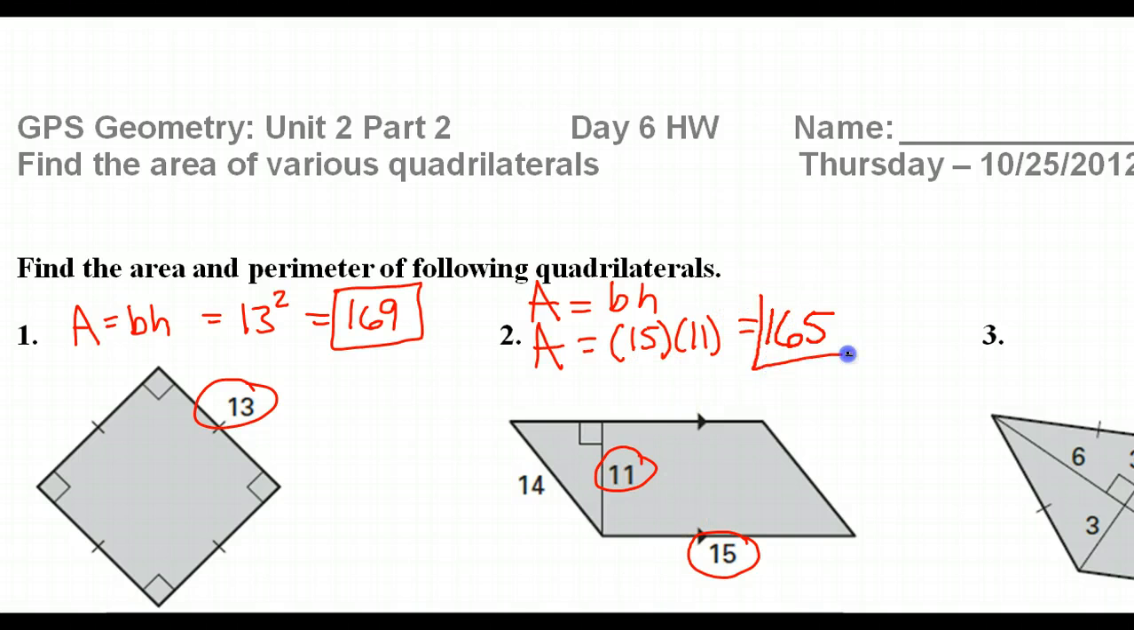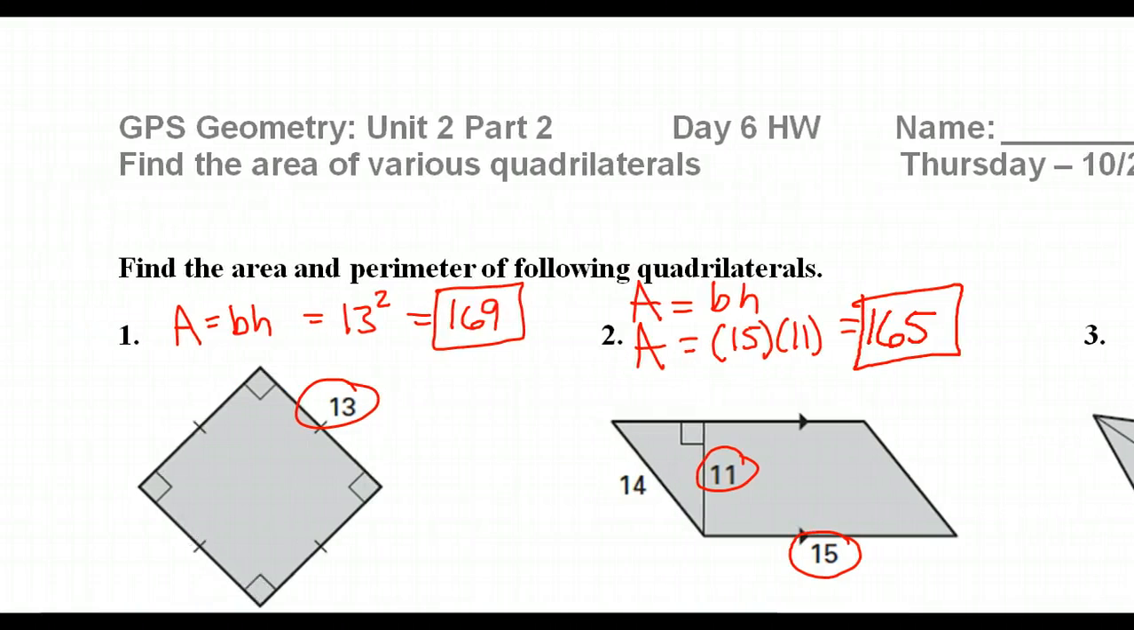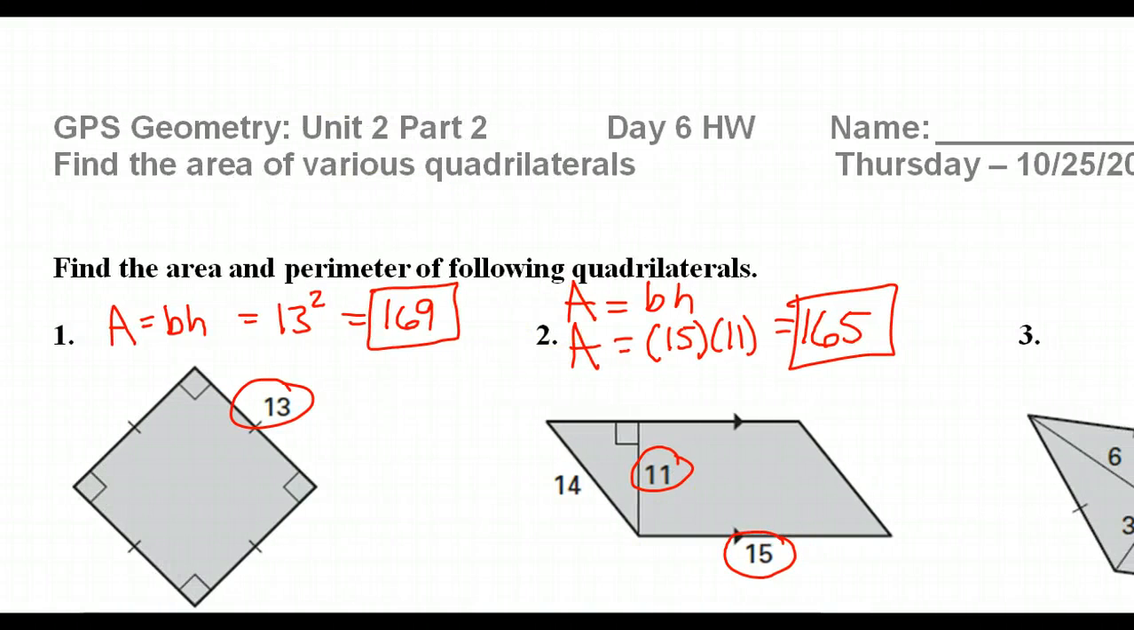Alright, so that's the area. But wait a minute, we were supposed to find the perimeter as well. So let's go back and do that. Of course, the perimeter is the sum of all the sides. So in that case, all these sides are 13. So it's going to be 4 times 13 will be the perimeter. So the perimeter is going to be 52 for number one.